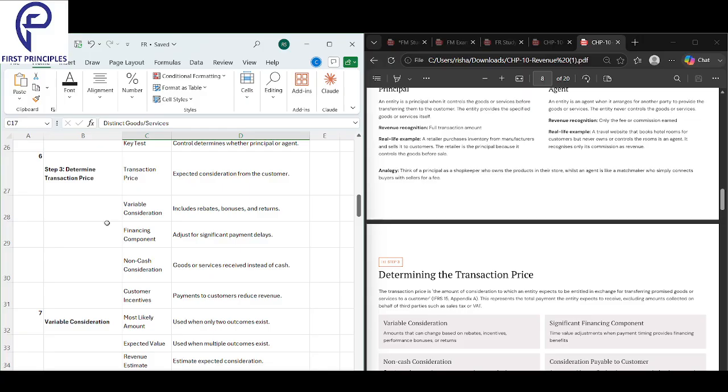It includes rebates, bonus, and returns. Next, you have a financing component. In the financing component, what happens when there's a lot of time gap between when you get into the transaction versus when you make the payment? There will be an interest element that comes in between.